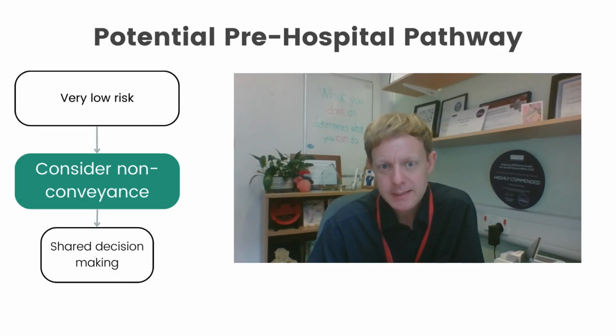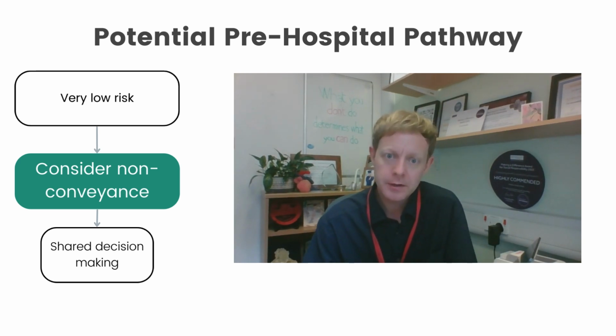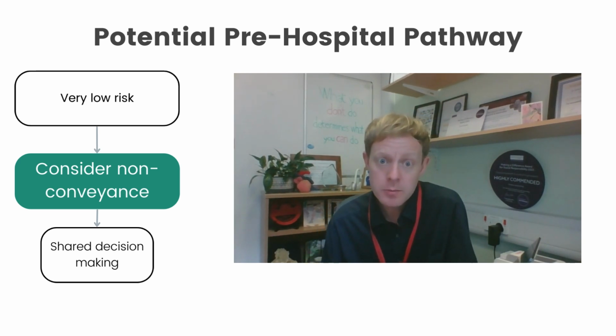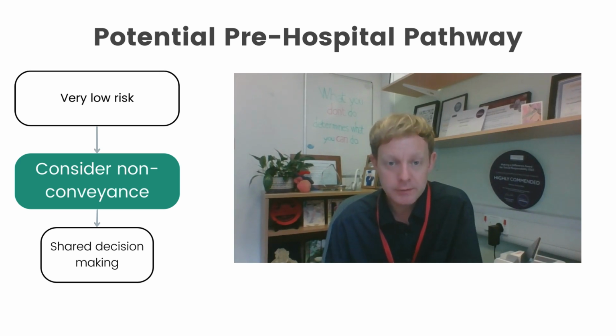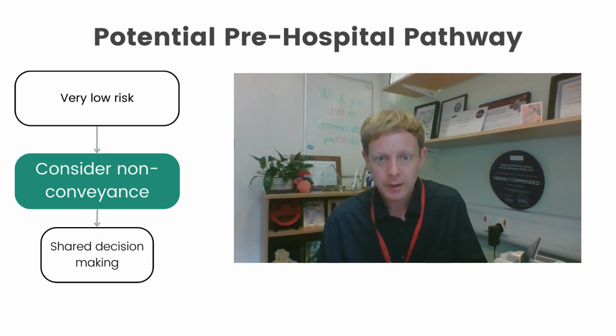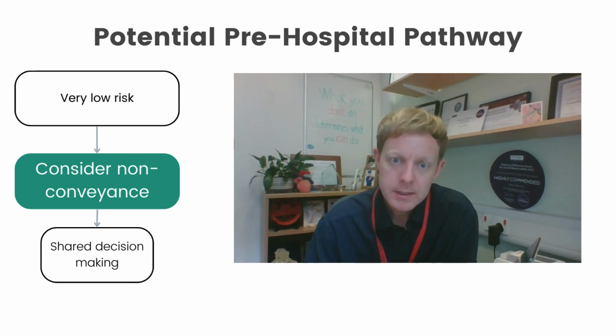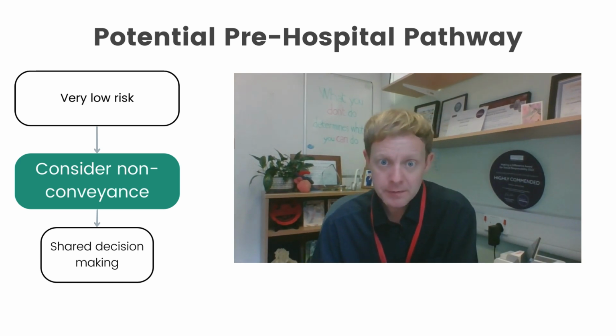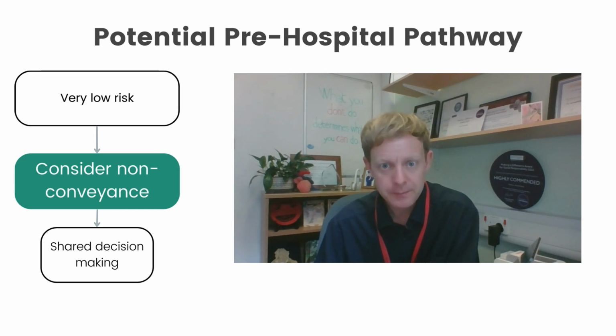If your probability is less than 2%, then we'd assign patients to a very low risk group. And in the future, those are the patients where we'd hope to avoid unnecessary conveyance to hospital. And we'd use a shared decision-making approach and make sure that we've got appropriate safety netting arrangements to ensure that the patient can be left at the scene safely and still have access to help if they should need it.